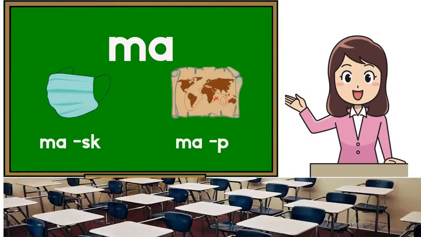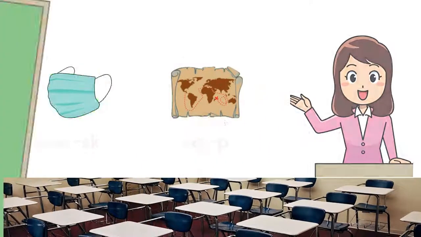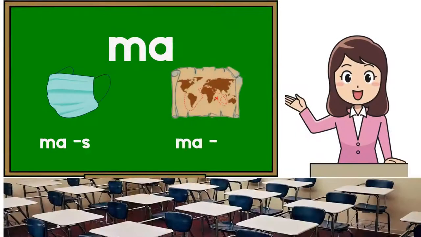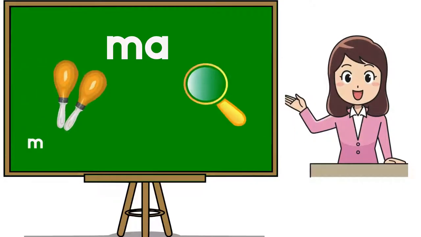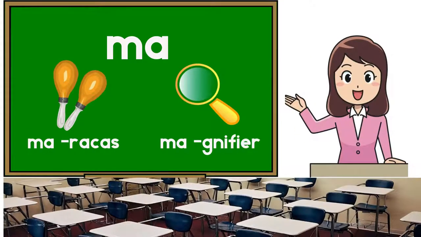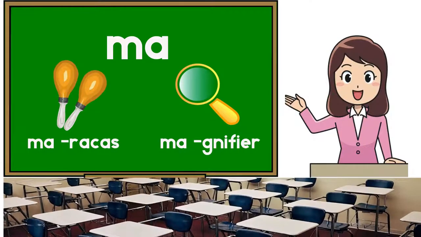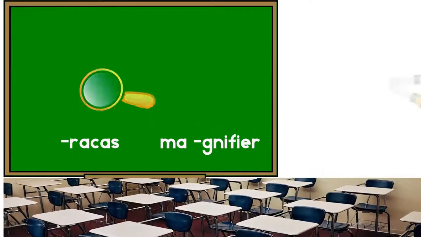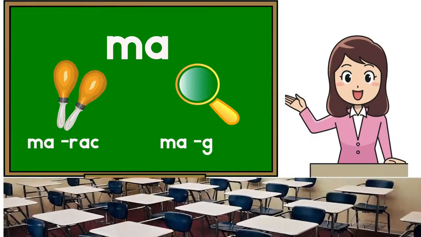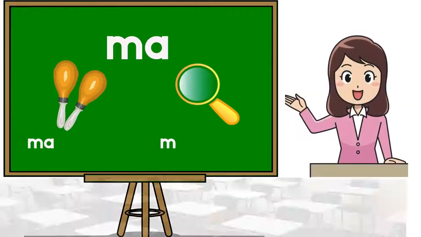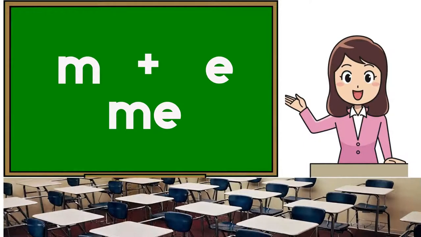Again. Ma, ma, mask. Ma is for map. Ma, ma, map. Ma is for maracas. Ma, ma, maracas. Ma is for magnifier. Ma, ma, magnifier. What's the sound of M?